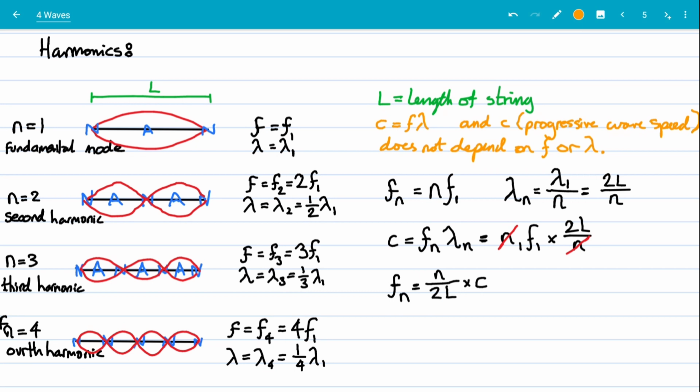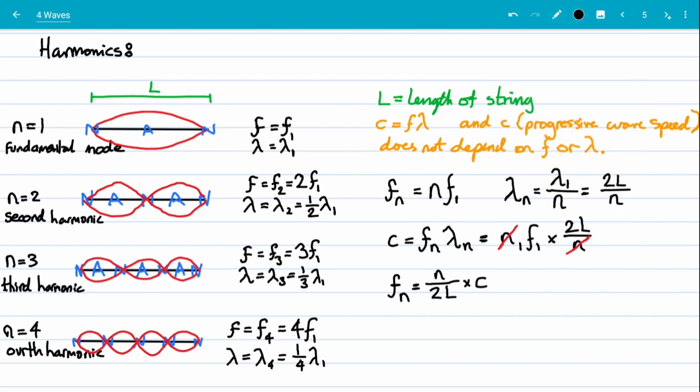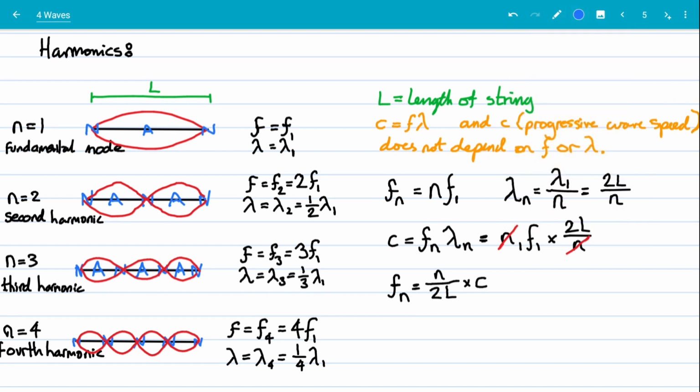So let's label this waves on a string. Oh, the F has not copied over either. Maybe I should edit this bit out. I don't like editing things. Let's go back to there. Go back to black. We'll put the F in here. Right, this is waves on a string. So let's label it as waves on a string, but not just that, it's got two fixed boundaries.